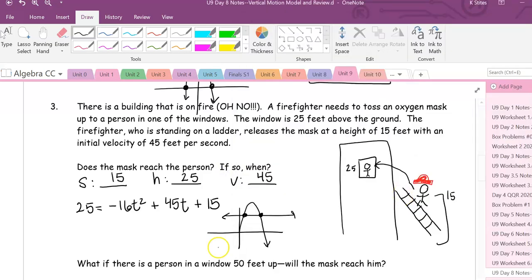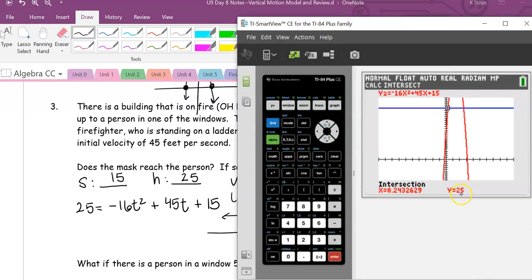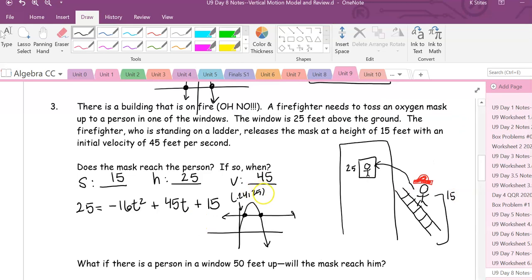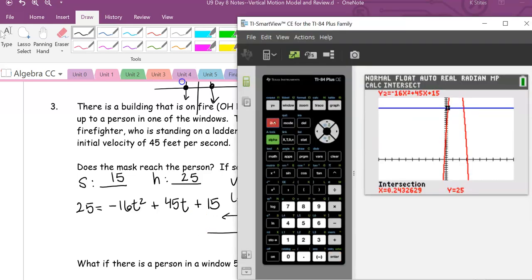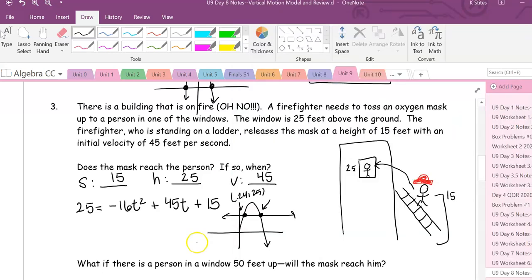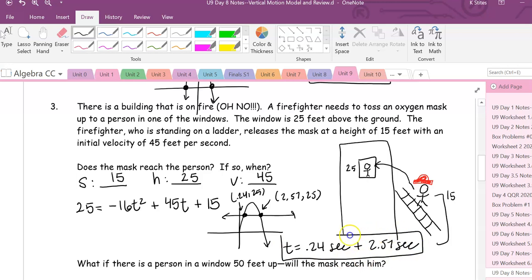We have 0.24 is the first one. And again, I'm just using second trace 5, enter, enter, enter each time. Okay, and then I've got to do it again. Second trace 5, move your cursor over, enter, enter, enter. And that's going to be 2.57, comma 25. So we have t equals 0.24 seconds and 2.57 seconds. Both of those are positive, so we do need to give both answers.